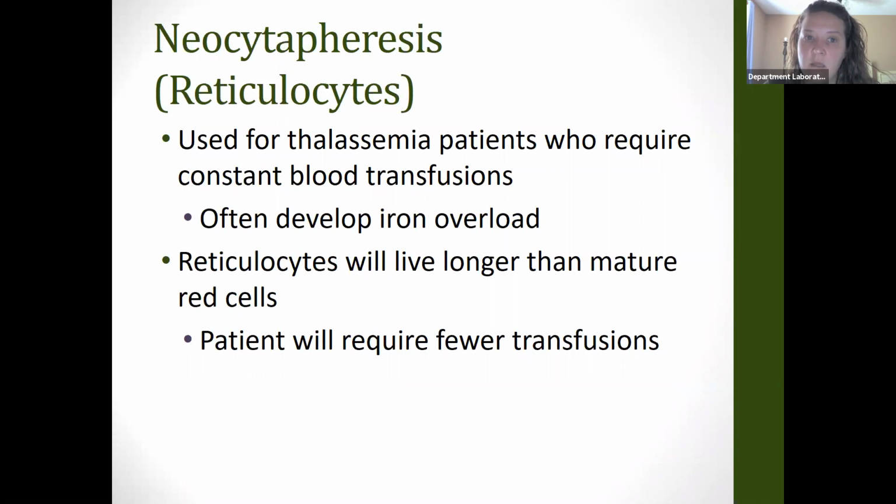And then we can obtain neocytes, like we mentioned earlier. Again, this is desirable for those thalassemia patients, and we're starting to even see this be incorporated for sickle cell patients as well. And that's just because these patients get so many transfusions. Number one, they're exposed to multiple donors. And number two, they will have iron overload, which is often treated by iron chelation. By using reticulocytes, those younger cells are able to survive in your patient's circulation longer, therefore decreasing the number of transfusions for these patients.